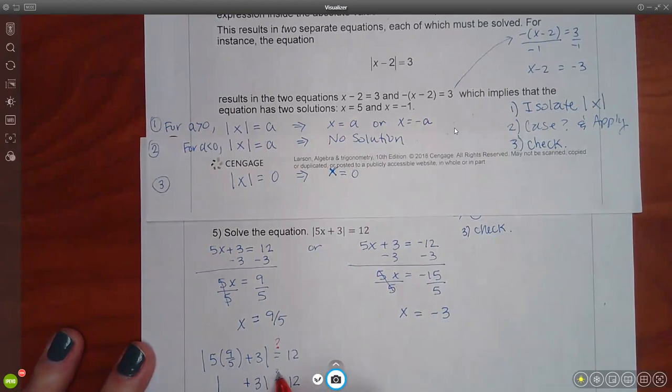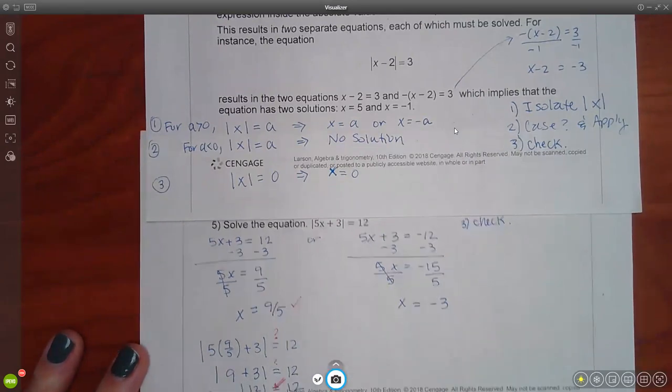You do get 9. And so then, it will just cancel the 5s, right? And you get the 9. And then what's 9 plus 3? 12. And is the absolute value of 12 equal to 12? Mm-hmm. So this one does check out.